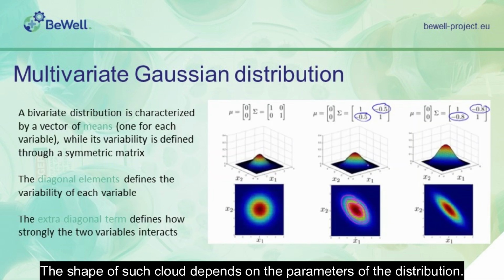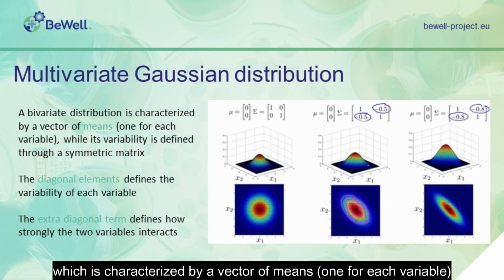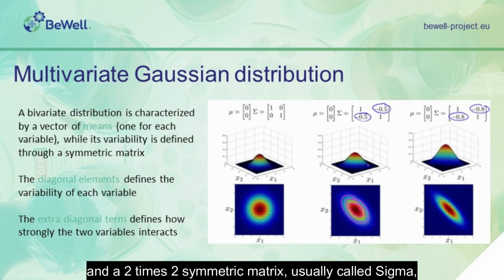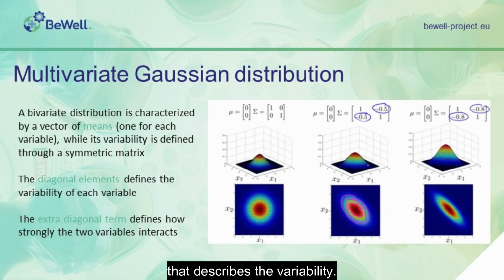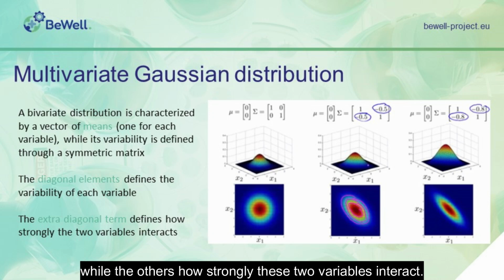The shape of such cloud depends on the parameters of the distribution. For simplicity, let us focus on the bivariate case with two variables only, which is characterized by a vector of means, one for each variable, and a 2 times 2 symmetric matrix, usually called sigma, that describes the variability. The diagonal elements define the variability of each variable, while the others how strongly these two variables interact.